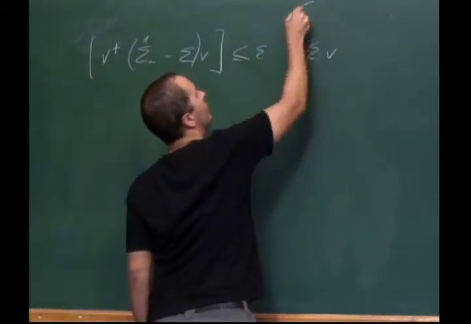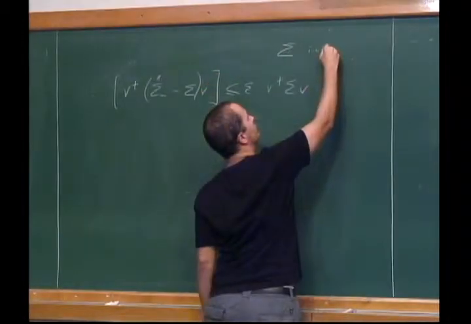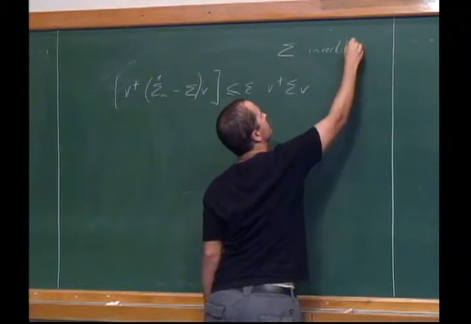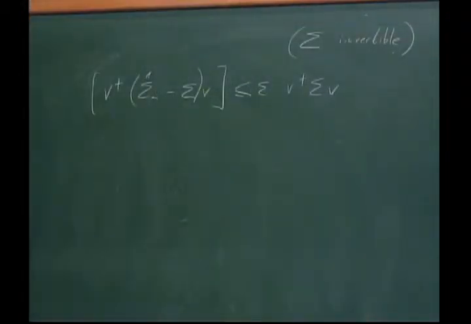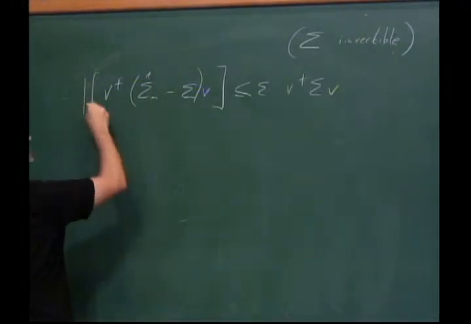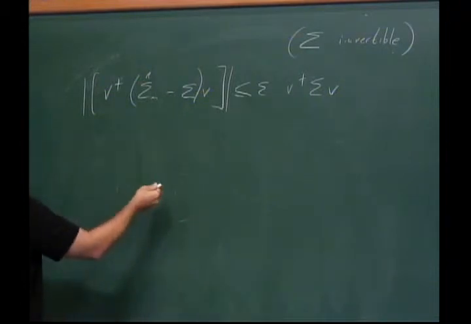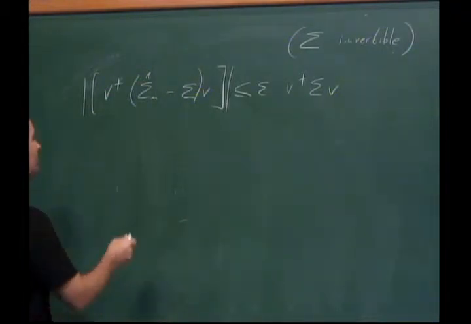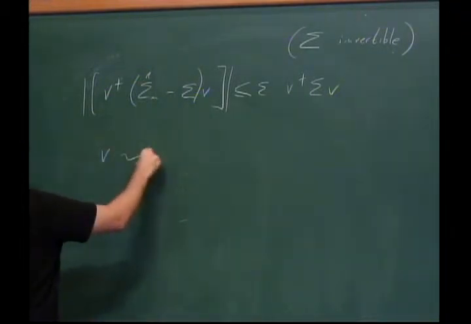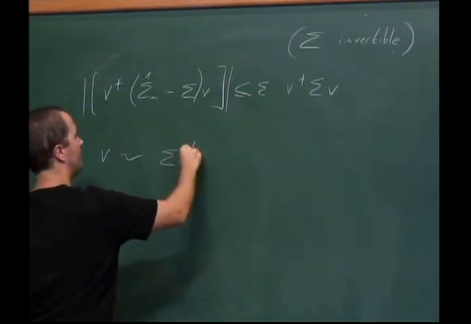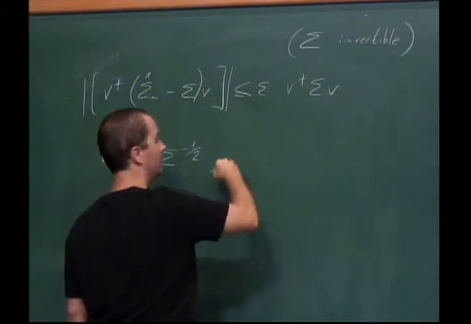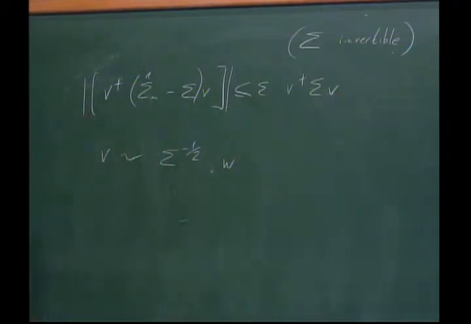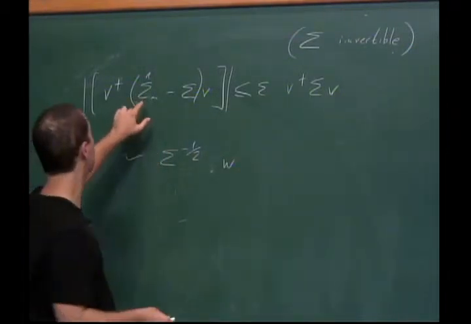And let's remember that we assume that this matrix here is invertible. Right? If the matrix is invertible, it means that we can replace V with, say, sigma to the minus a half V, or W. And what happens to this expression here is this.